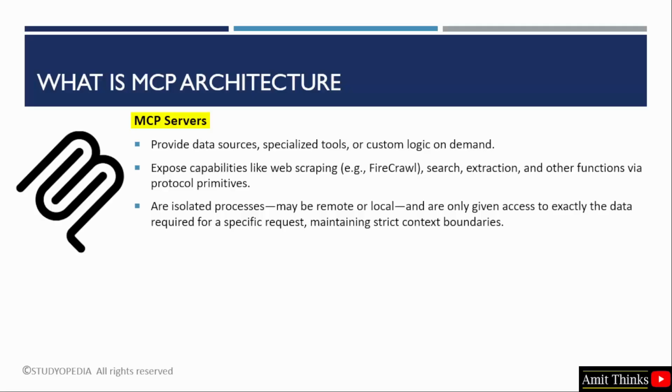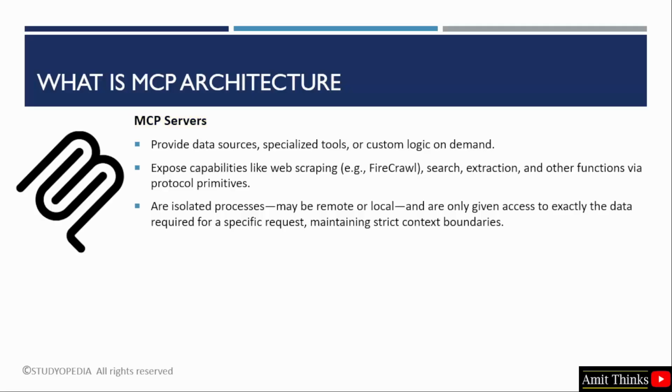On-demand capabilities, that is, MCP servers provide access to data sources, specialized tools or custom logic whenever required. Protocol-driven functions: they expose operations such as web scraping, search, data extraction and other utilities through standardized protocol primitives. In our case, we will do web scraping through Firecrawl. Isolated processes, that is, each server runs independently, either locally or remotely, and is restricted to only the specific data needed for a given request, ensuring strict context boundaries and minimizing risk.